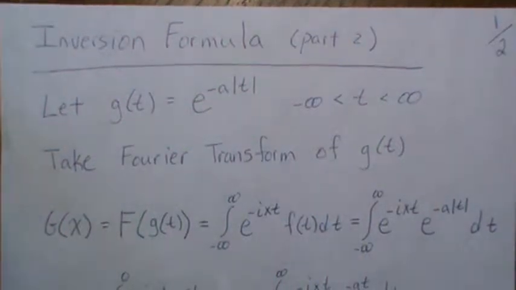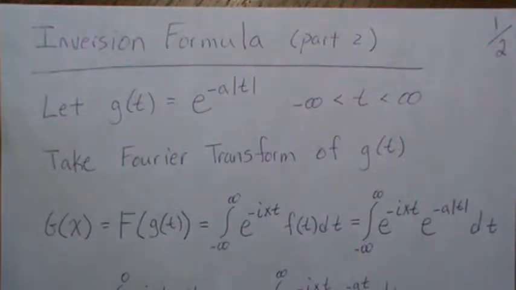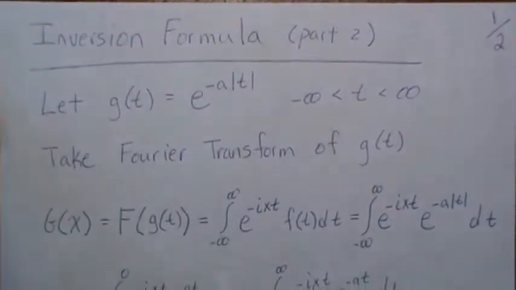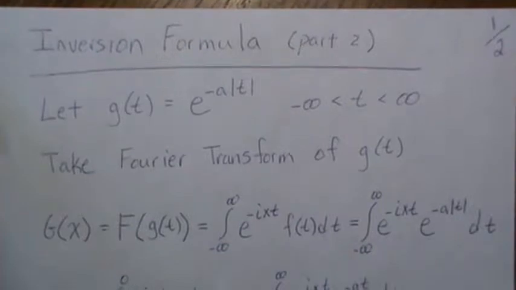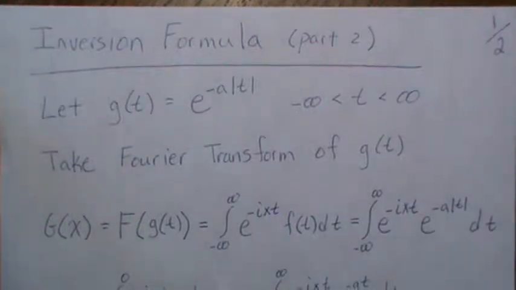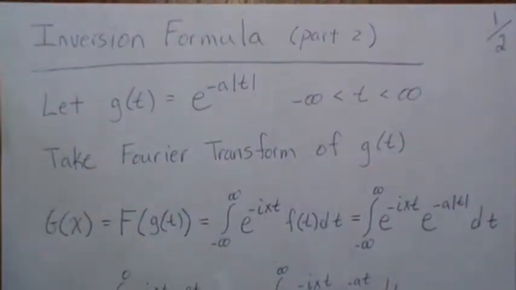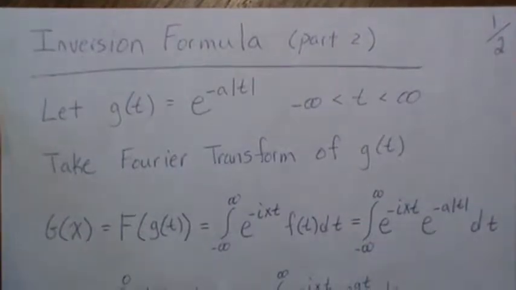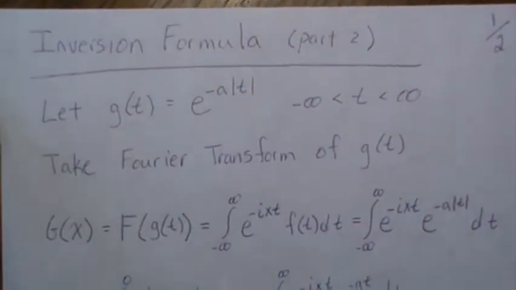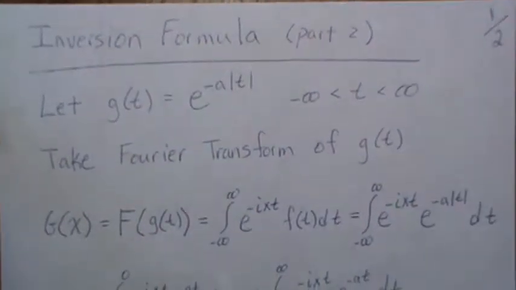Hello, this is part 2 for the inversion formula that we did in part 1. What's kind of neat about this little trick that we're going to do is that it will help us get the characteristic function for a Cauchy distribution. If you were to investigate that on your own, that's a pretty tricky equation to derive. It requires complex analysis, and anyway, I'll leave it at that. But let's jump right in.